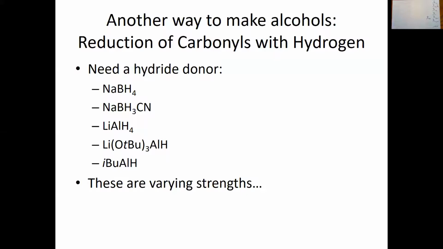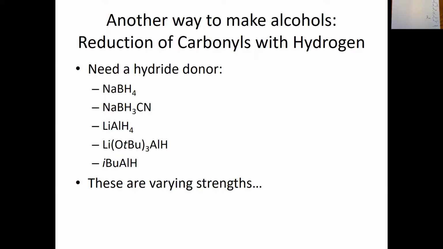One thing I want to point out about these reagents before we get into the specifics of them is some of them have boron and some of them have aluminum. Aluminum is more metallic than boron. Aluminum is less electronegative than boron. So because of that, the aluminum-containing hydride donors are more reactive than the boron-containing hydride donors. So aluminum ones, stronger reducing agents, borons, weaker reducing agents, but there's still a spectrum among them.